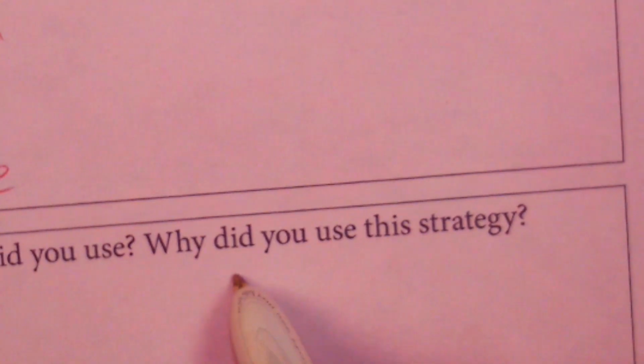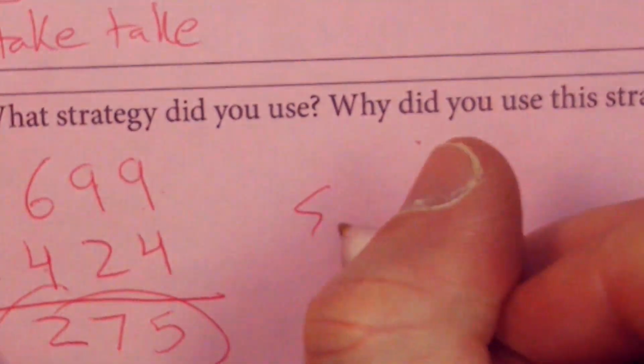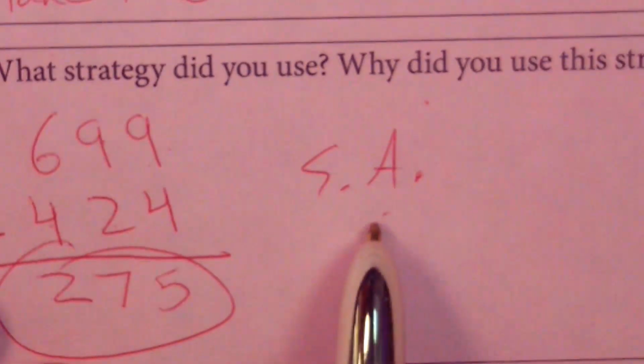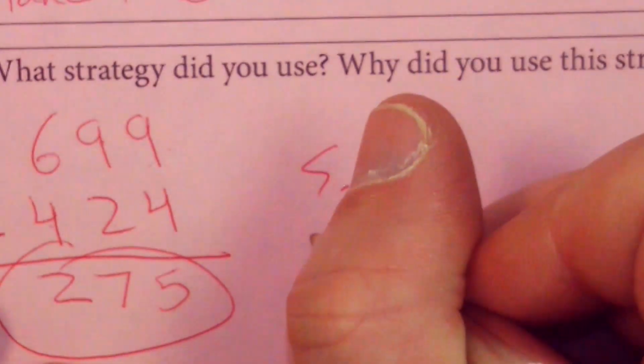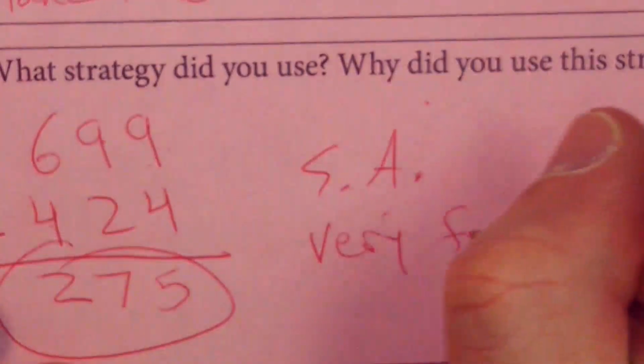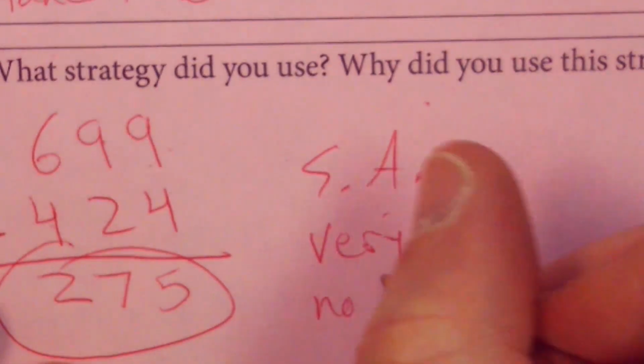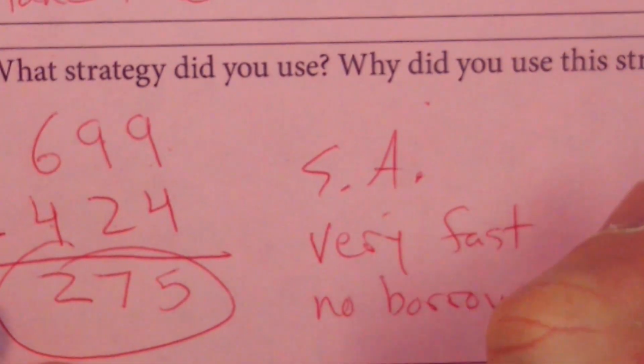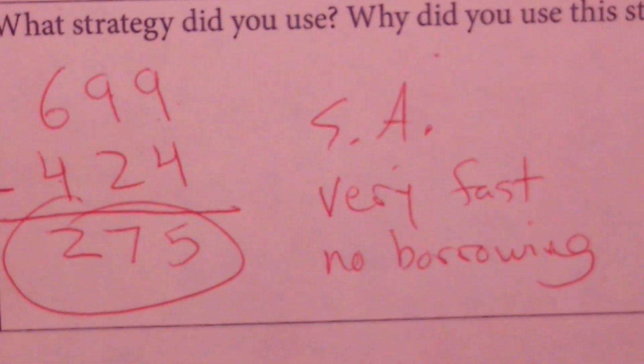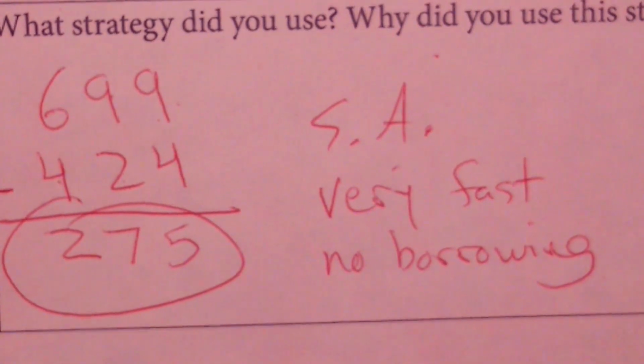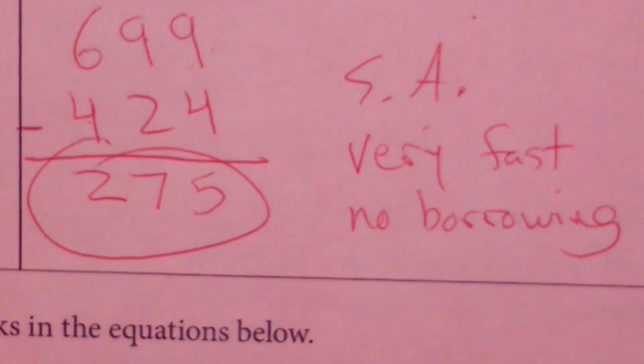So why did I use that strategy? So I used the standard algorithm. I'm just abbreviating to save time. Why? Very fast. No borrowing. Okay? You solve it however you want. Pause this video if you want to work on those.